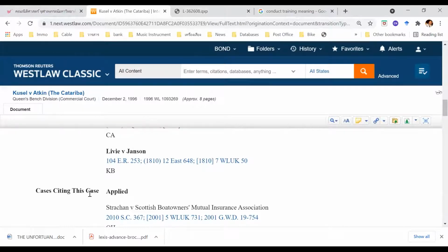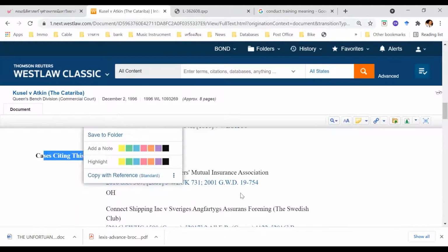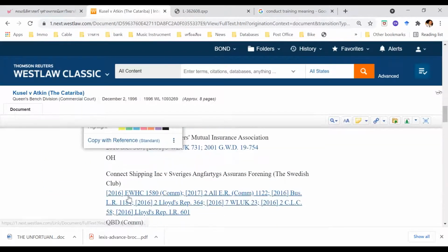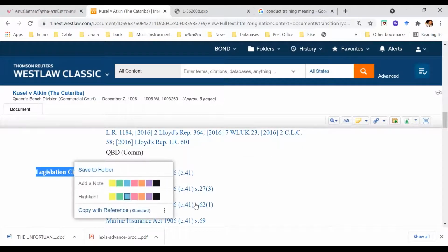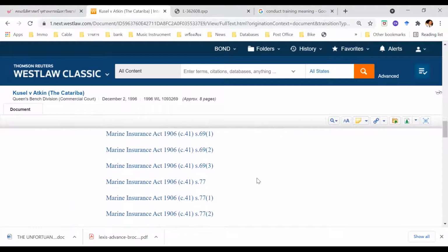After that, they show you the list of cases that follow this decision, or mention the decision, or mention this case, or apply to this case. You can look at the cases citing this case and follow them. Not only that, they have the legislation, the tax statutes, marine acts or something like that. You can look at that.